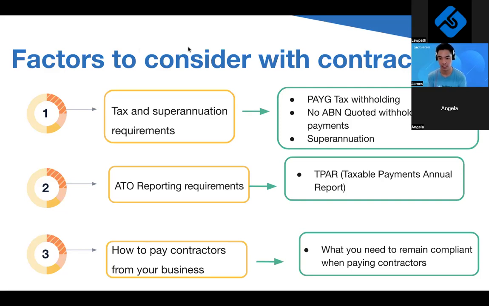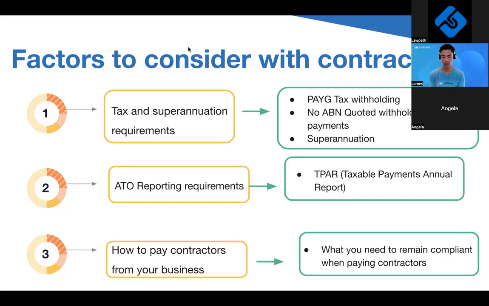The ATO gives pretty good guidance on this situation. If you want to have a look, just type in Google superannuation for contractors, and the ATO gives pretty good examples on which type of contractor attracts super and which doesn't.